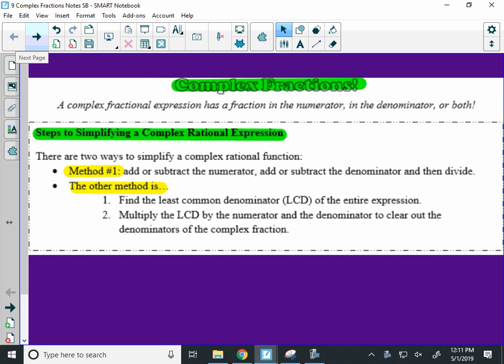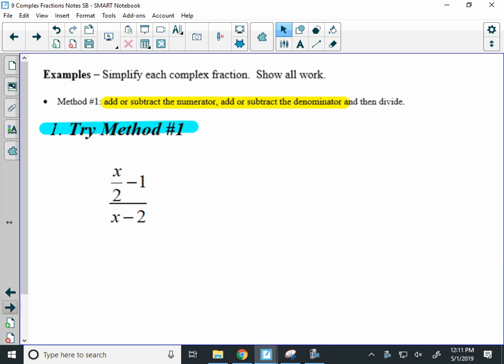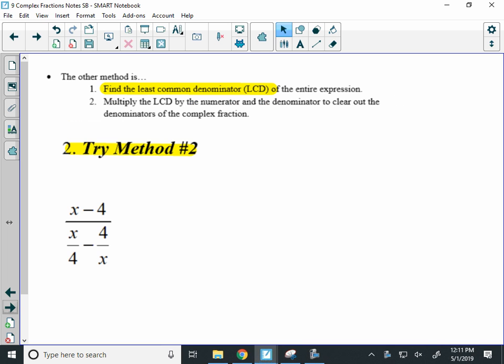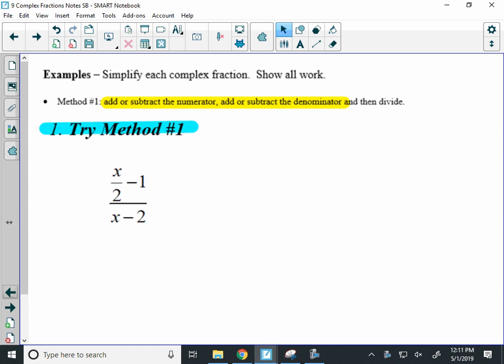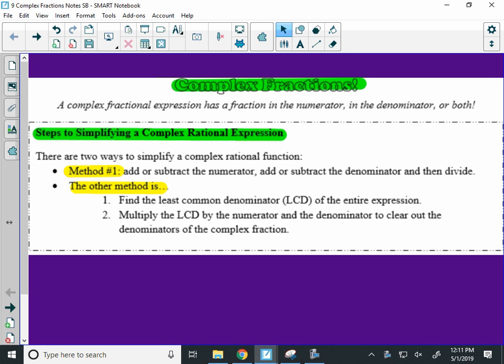You're going to see fractions within fractions within fractions, right? So we have fractions here on a fraction, fractions within a fraction. They look complicated, but I'm going to show you two different methods. We're going to try each one individually, and then I will tell you which one I think is a little bit better. All right, so method one, we're going to start with here.